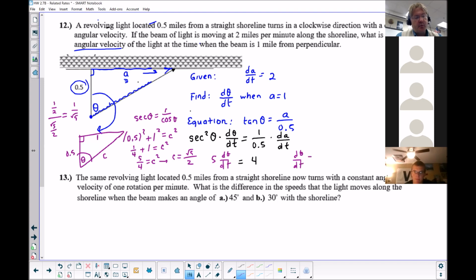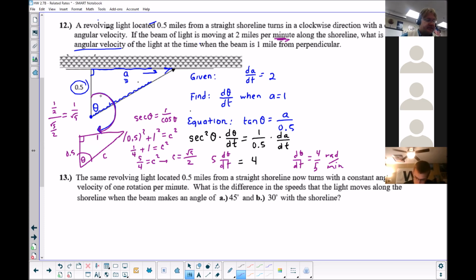The label would be radians per minute, 4/5 radians per minute. And to avoid any other confusion, it is a positive answer because you guys nailed it. This thing is moving clockwise, and in this particular orientation with this triangle, that means this would be an angle increase.